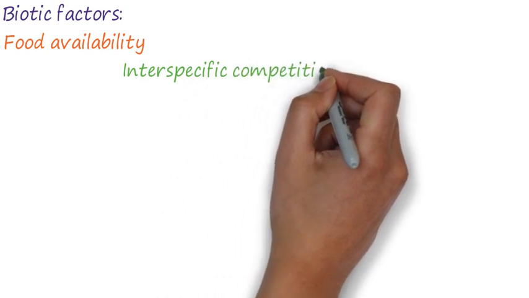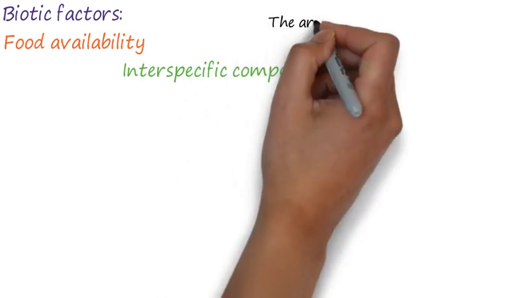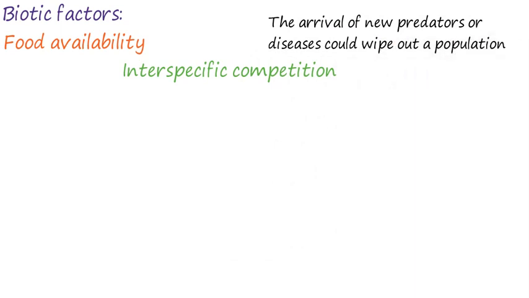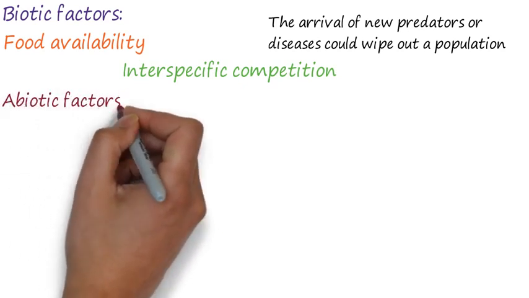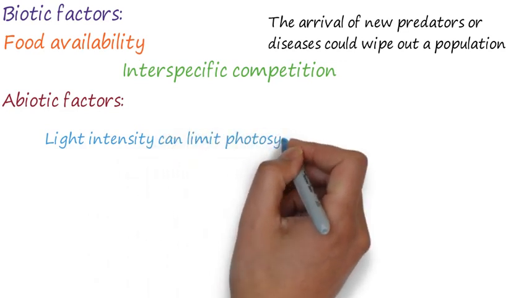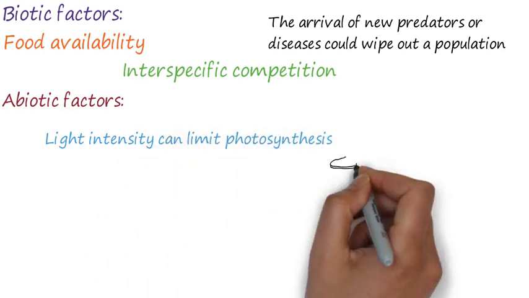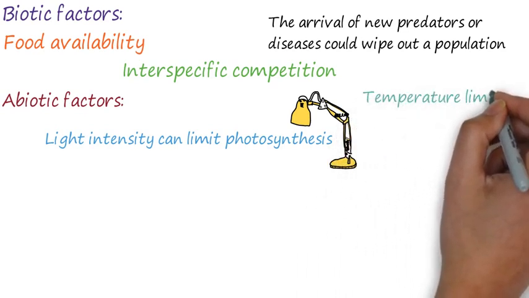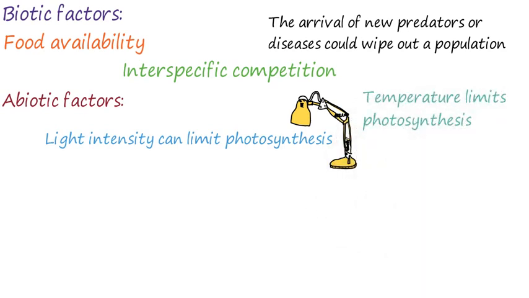Biotic factors include food availability, what happens if there is a food shortage, competition between species, which is known as interspecific competition, what happens if a new organism is able to outcompete another species. The arrival of new predators or diseases could wipe out a population. Abiotic factors include light intensity. This limits photosynthesis, and so if plants are going to grow in the shade, they need to have adaptations.